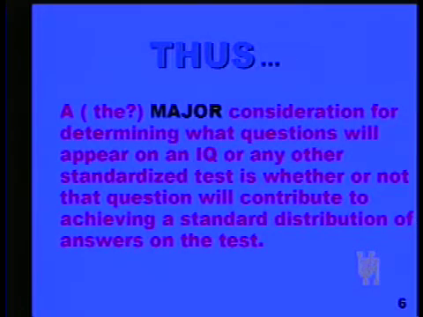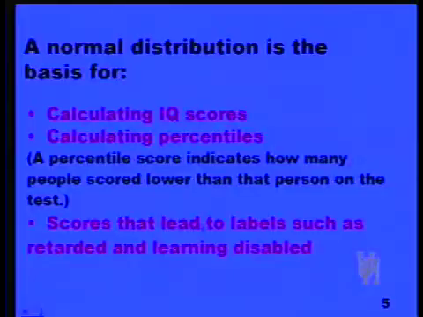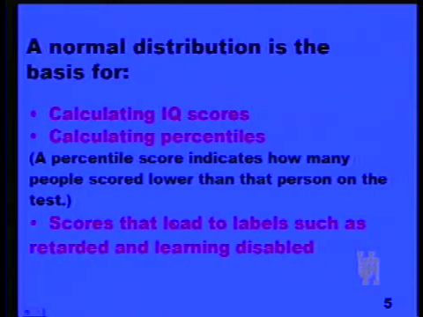Let me just go back here for 1 second. It's been determined that anyone who is more than 2 standard deviations below the mean, in the bottom 2.5%, that's a retarded score. That's just how it is.